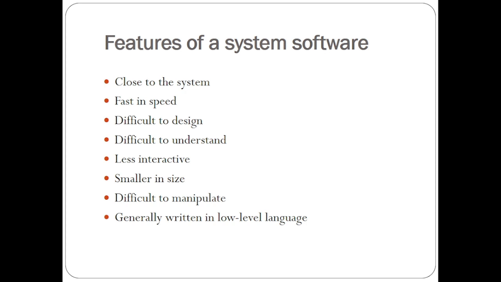Then we have, they are smaller in size, unlike other softwares, they'll always be smaller in size. They are difficult to manipulate, and that's why you need to purchase some kind of licenses. And of course, even if you have the license to operate it, you'll always not need to have some kind of coding idea in order to manipulate. And of course, they are written in low-level languages, right? So unlike other softwares, you will find that the system software requires understanding of low-level languages to be able to develop them. So these are just some kind of characteristics or features.